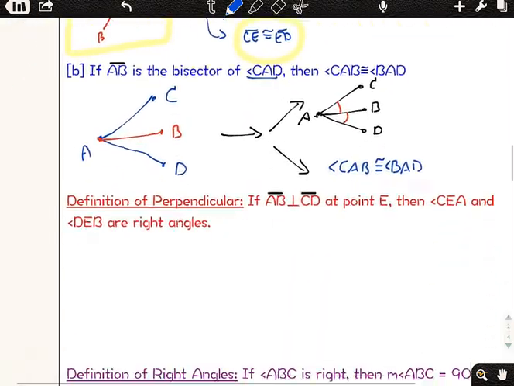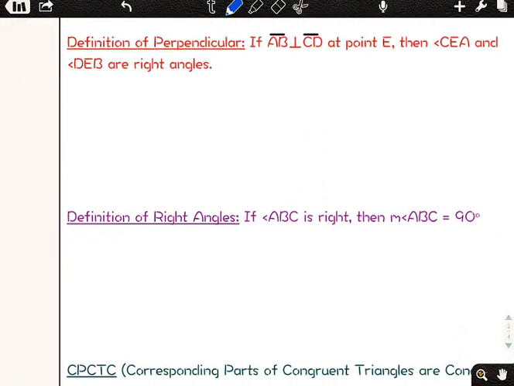Again, not super mind-blowing, just something to keep in mind. Now here's two that kind of go together. And here's where you're going to have to be really, really careful. So check this out. If AB is perpendicular, and that's what that sign means, perpendicular to CD at point E.